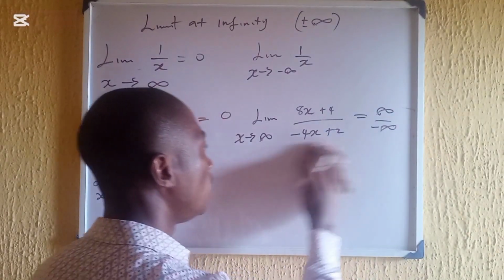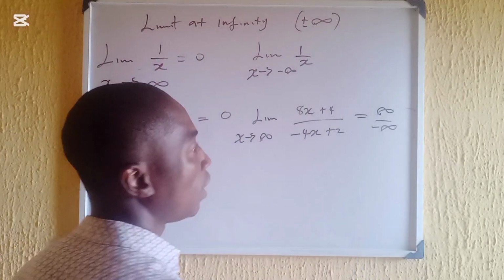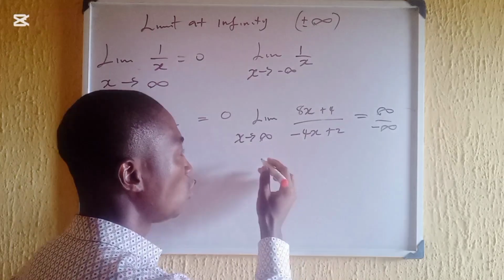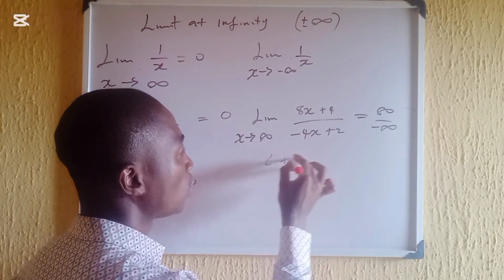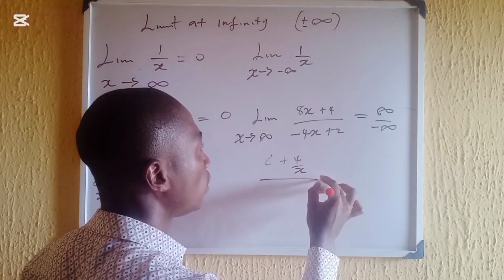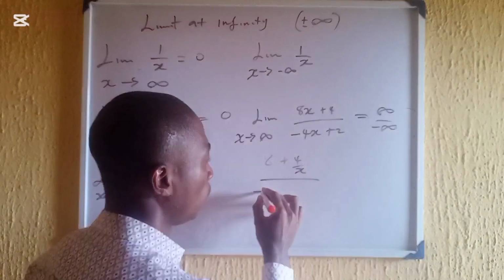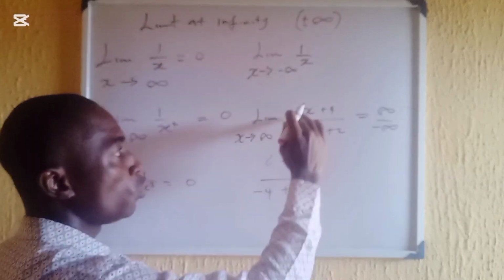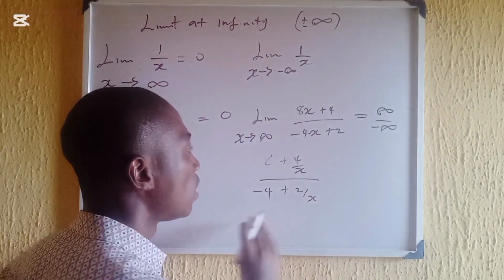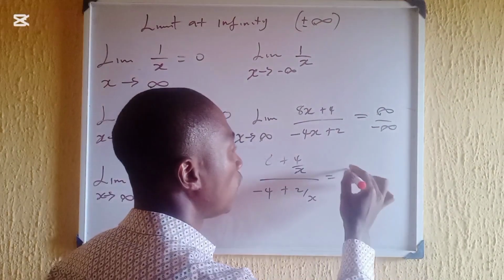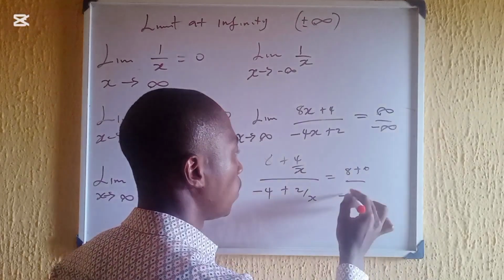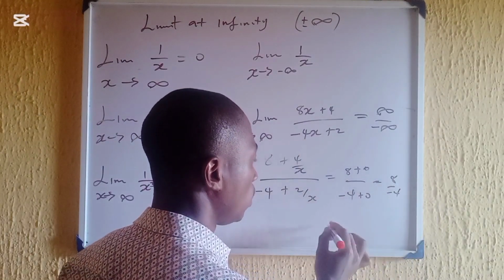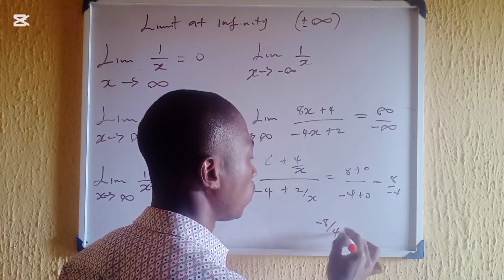So how do we resolve the issue? Seeing that our answer is undefined, we apply limit at infinity. So we're having (8 + 4 over x) divided by (minus 4 + 2 over x). What I did, I divided the numerator and denominator by x. Now put infinity here. We'll be having (8 + 0) over (minus 4 + 0). This gives you 8 over minus 4, which is minus 2.